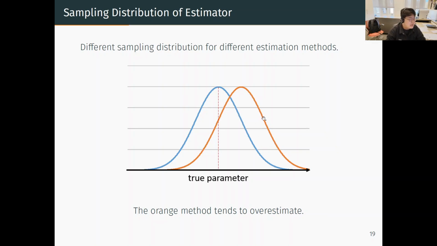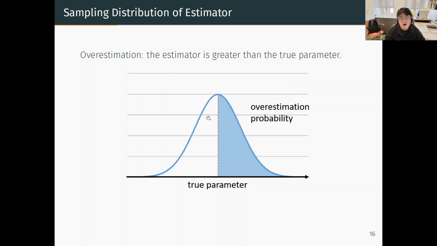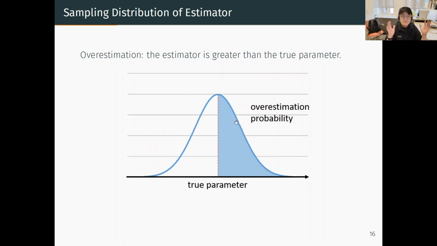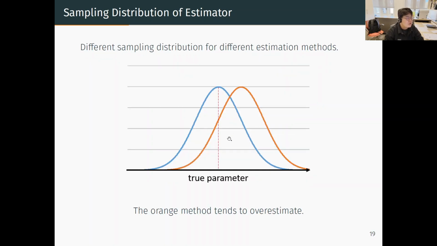In this case, we can conclude that orange has a problem because it tends to be greater than the true parameter. So the orange estimator is more likely to overestimate than underestimate the true parameter. Blue is kind of fair, unbiased. The overestimation probability is 50% and the underestimation probability is 50%, which is the best we can think of, because as much as you overestimate, you underestimate. But in the orange case, it is more likely to overestimate than underestimate. So that is a problem. It's not balanced.